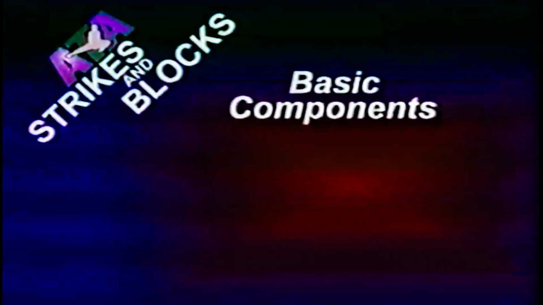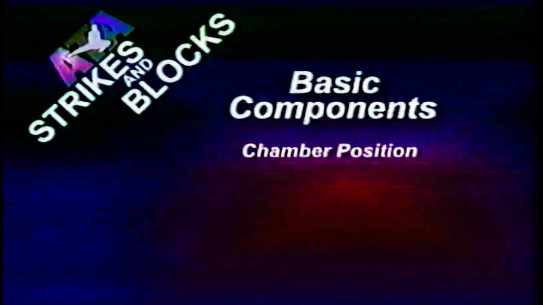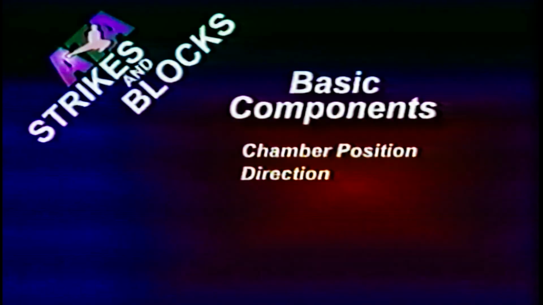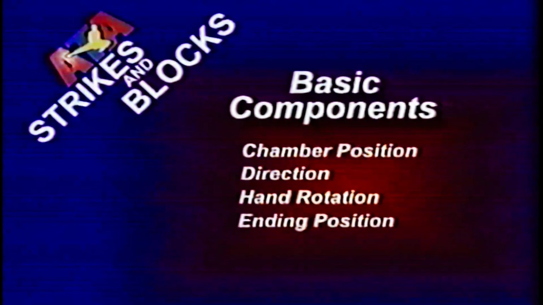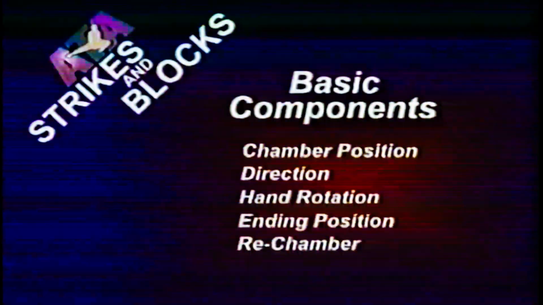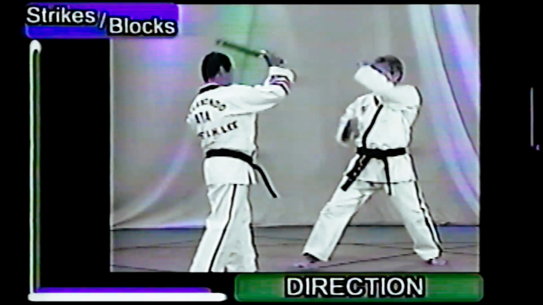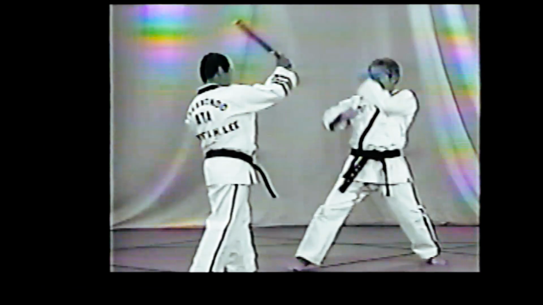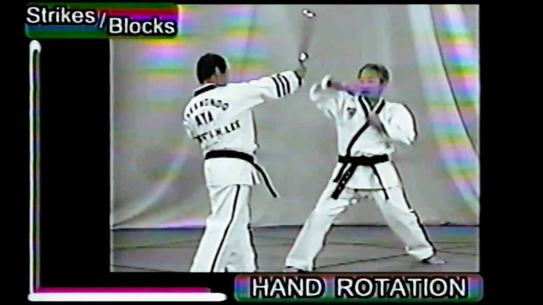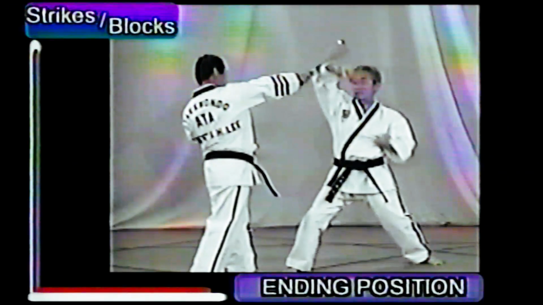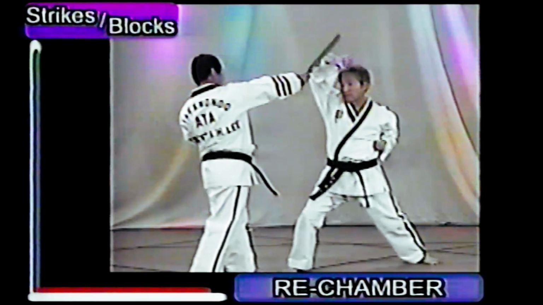To develop efficient basic techniques, you should pay close attention to the components of each movement. The components are the chamber position, the direction, hand rotation, ending position, and the rechamber. The chamber position, the point at where the hand begins, the direction the technique will travel, hand rotation, the rotation of the hand prior to striking the target, ending position, the position of the technique when it meets the target, and the rechamber, the point to where the hand is rechambered.